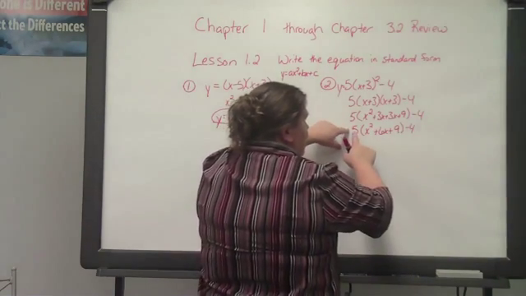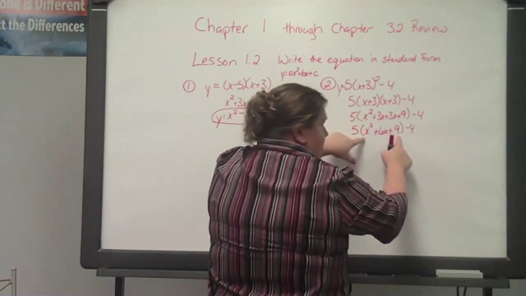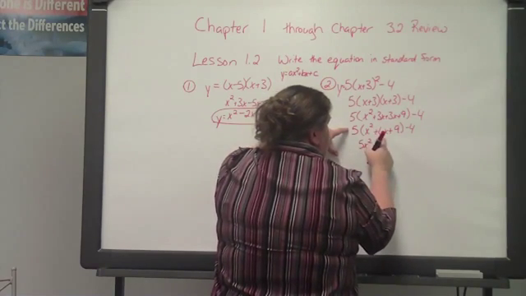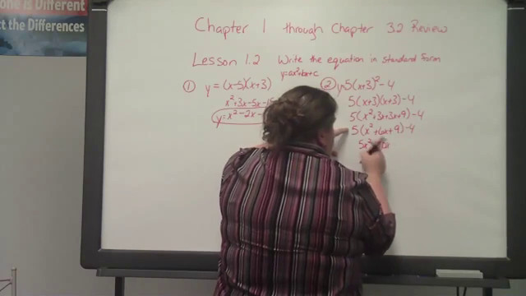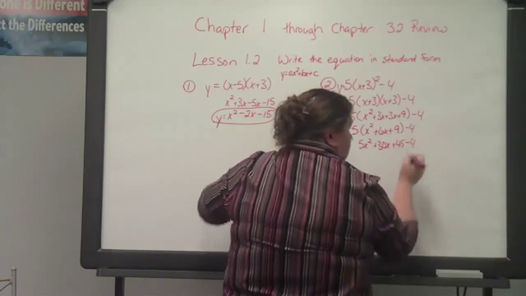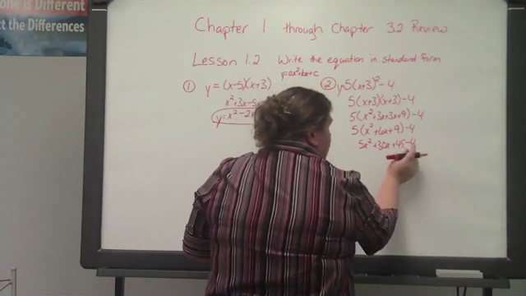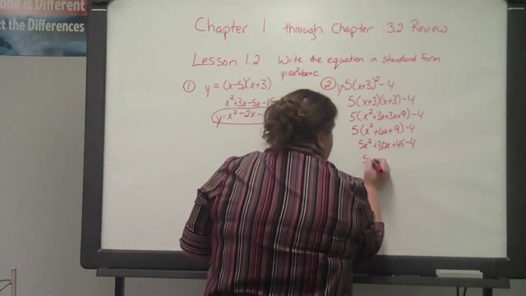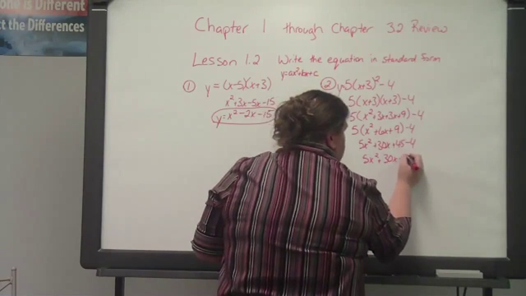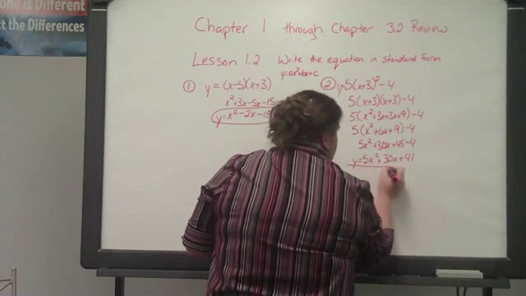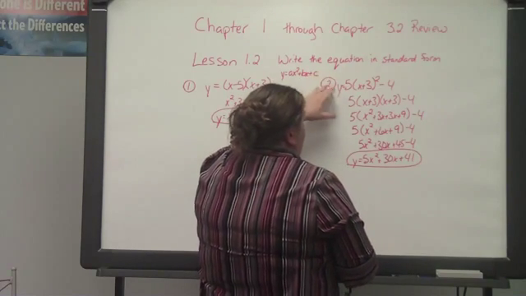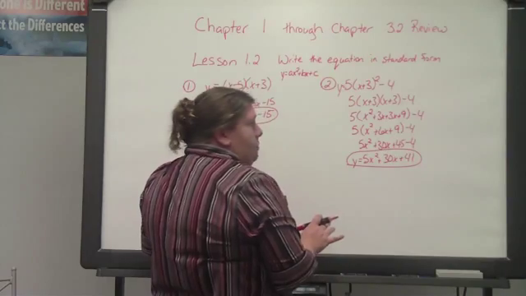Now, I want to distribute this 5 to everything inside the parentheses. So I have 5 times x squared is 5x squared. 5 times 6x is plus 30x. 5 times 9, which gives me a positive 45. Now I can say minus 4. So the last step is going ahead and combining these two like terms. So I have 5x squared plus 30x. 45 minus 4 gives me plus 41. So y equals 5x squared plus 30x plus 41 is the standard form of 5 times x plus 3 squared minus 4.